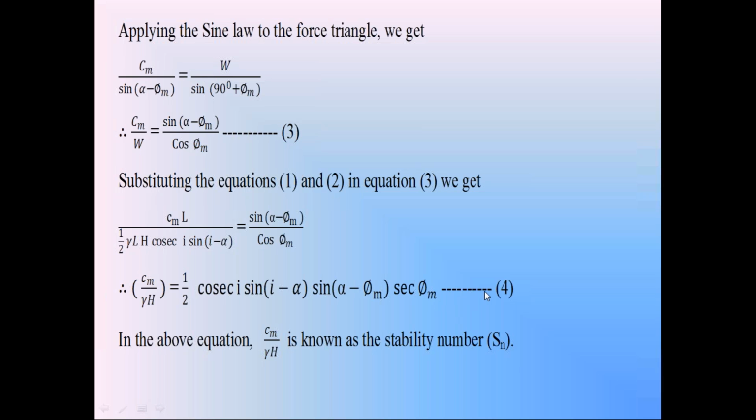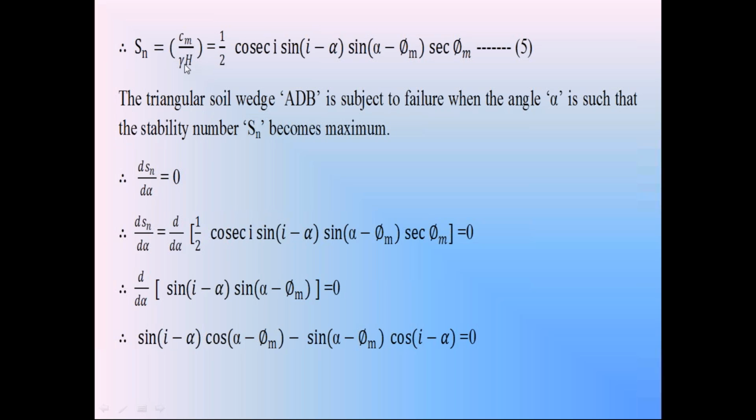So in equation 4, the left hand side Cm by gamma h is a dimensionless number, called the stability number Sn. So equation 4 becomes Sn is equal to Cm by gamma h, that is equal to half into cosecant i, where i is constant. It is the angle made by the side slope with horizontal. Then into sine of (i minus alpha) into sine of (alpha minus phi m), where phi m is also constant, into secant phi m. So check this equation 5.